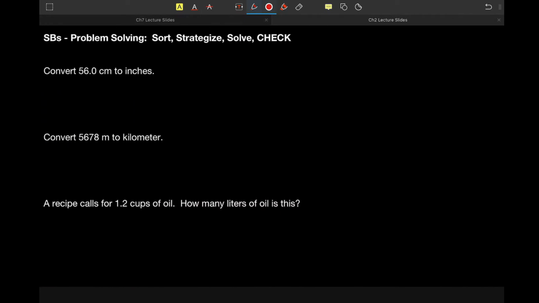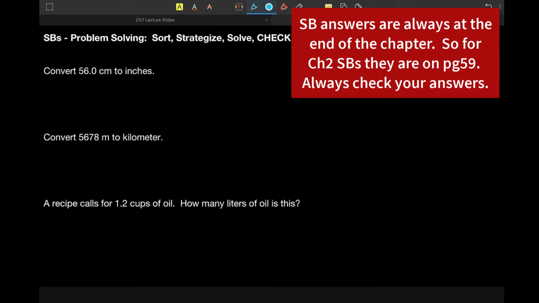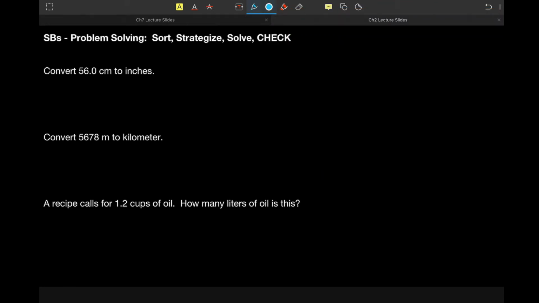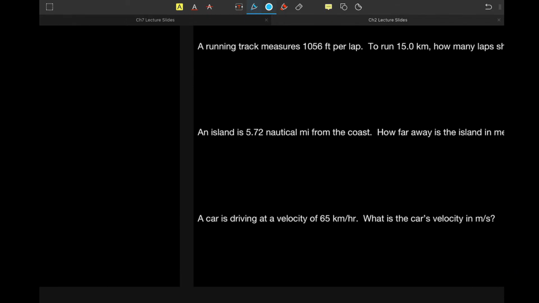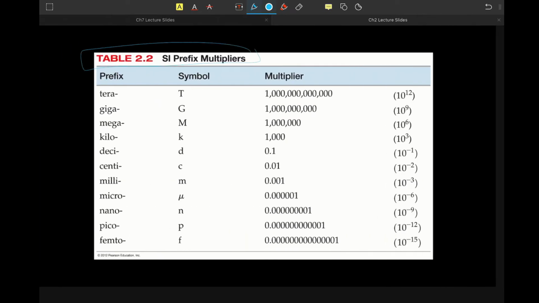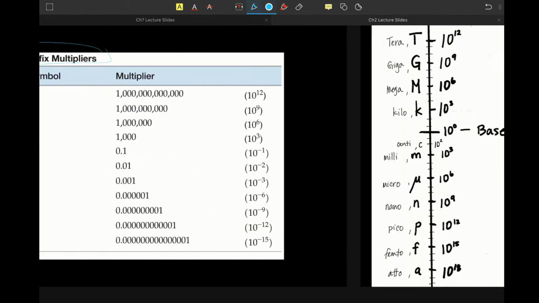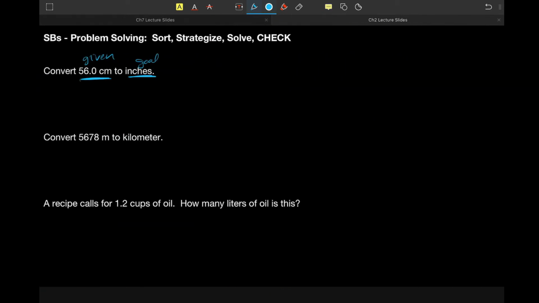All right, so let's go ahead and do some practice problems together to make sure that we are on the right track. These are the skill builders from 2.6, 2.7, and 2.8 that we're going to work out together. So this one says that we're going to convert 56 centimeters, so clearly that's our given, to inches, which is our goal. How many inches? In order to get from centimeters to inches, we need a conversion factor. And if we think back, I know that 2.54 centimeters equals 1 inch, which hypothetically you have memorized, or almost.